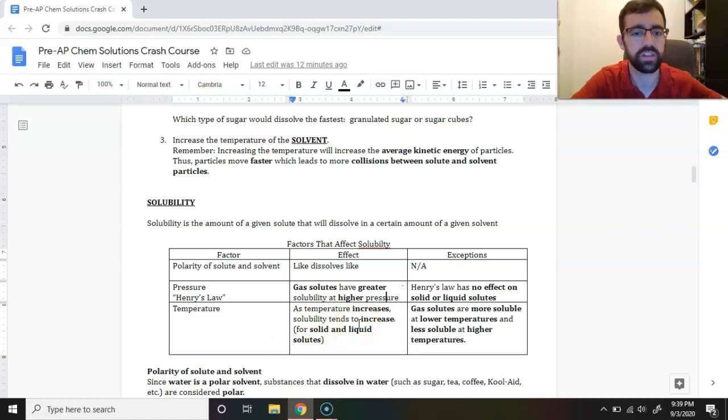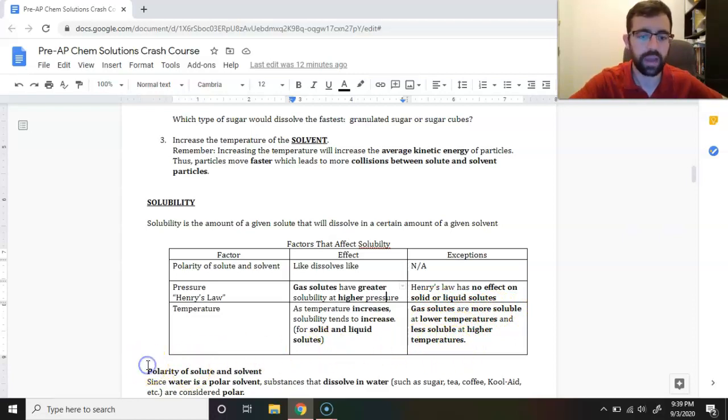That's true for solids and liquids, for solid and liquid solutes. But if we're trying to dissolve a gas in a liquid, it's different. Gas solutes are the opposite. As you increase temperature, they become less soluble. As you decrease temperature, they become more soluble. So gas solutes are more soluble at lower temperatures, less soluble at higher temperatures.